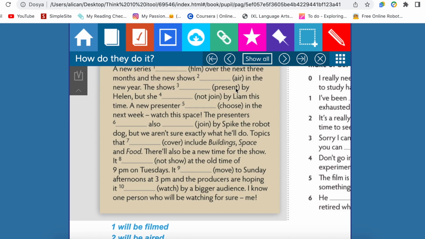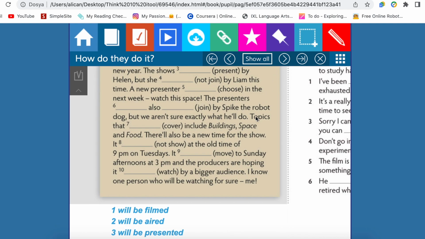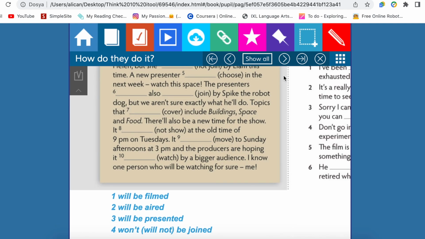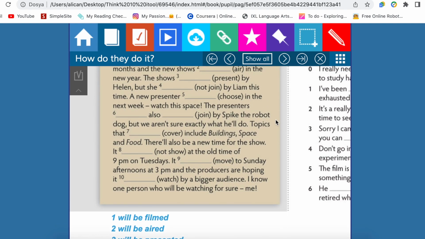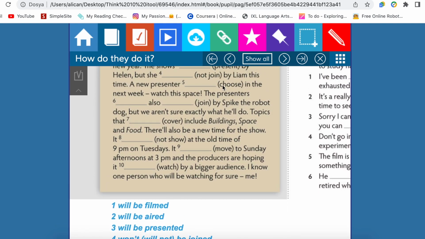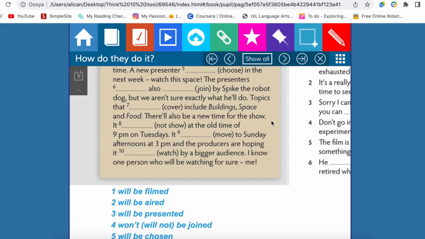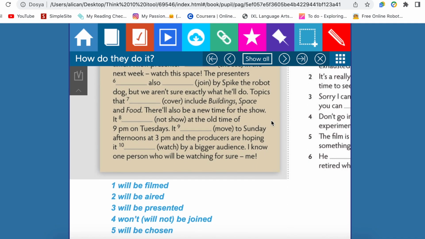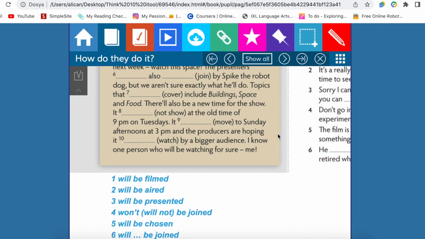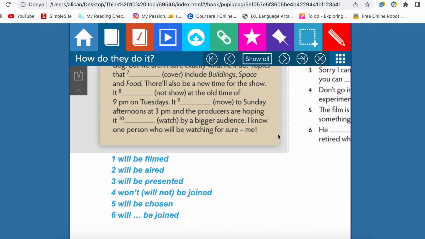Watch this space. The presenter will be joined by Spike the robot dog, but we aren't sure exactly what he will do. Will be chosen, will be joined. No, sorry, the 6th one is will be joined. Spike the robot dog, but we aren't sure exactly what he will do. Topics that will be covered include building, space, and food. There will also be a new time for the show. It won't be shown at the old time of 9 p.m.